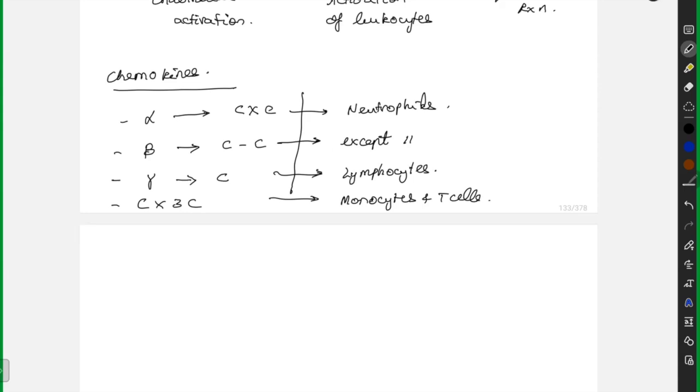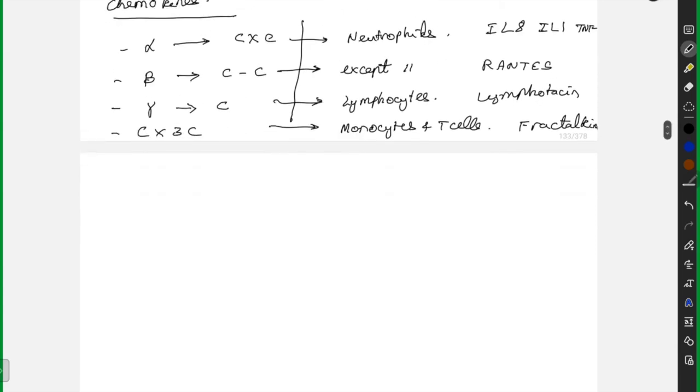Okay, so examples: interleukin 8, interleukin 1, TNF, all come under alpha. And beta, an example is RANTES. RANTES is nothing but regulated on activation, normal T cell expressed and secreted. And for gamma chemokine, you have lymphotactin. And CX3C is fractalkine. Okay, fractalkine. So this comes to the end of chemokine.